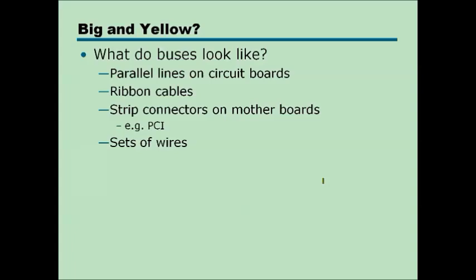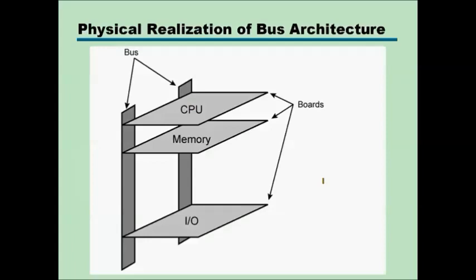So what do buses look like? A parallel line on a circuit board. These are ribbon cables, strip connectors on motherboards, for example PCI, or sets of wires. So this is the bus. This is a physical realization of bus architecture. As you can see here, the arrow identifies the buses that hold the CPU, the memory, and the I/O boards.